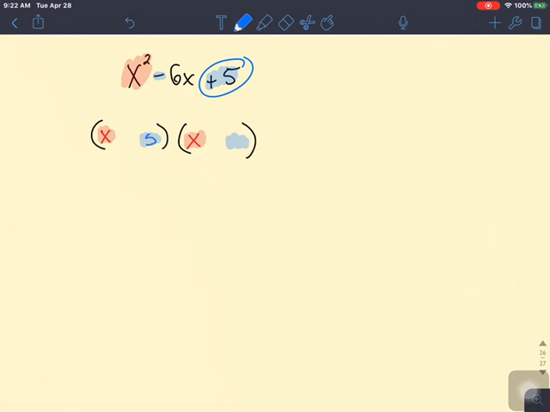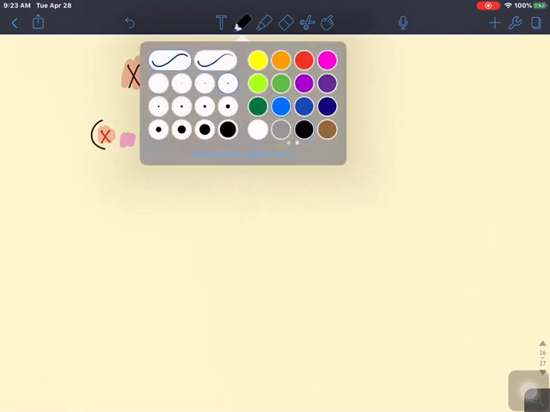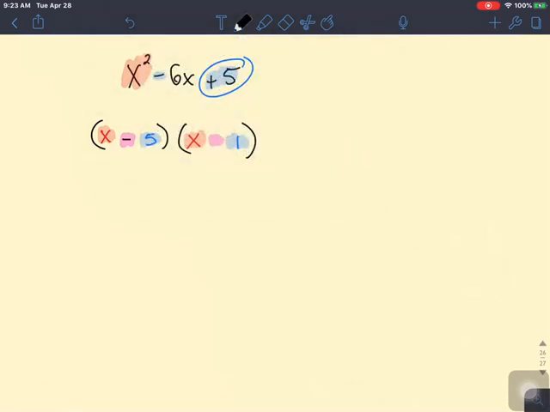So I'm going to put a 5 here. I'm going to put a 1 here. It doesn't matter. You could have 1 and 5, 5 and 1. It won't matter at all. But at this point, we have to decide what operation goes in between our two particular binomials. And so because it's negative 6x, it's got to be negative.